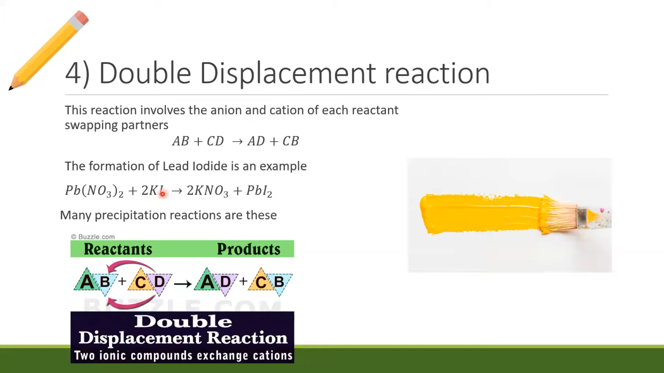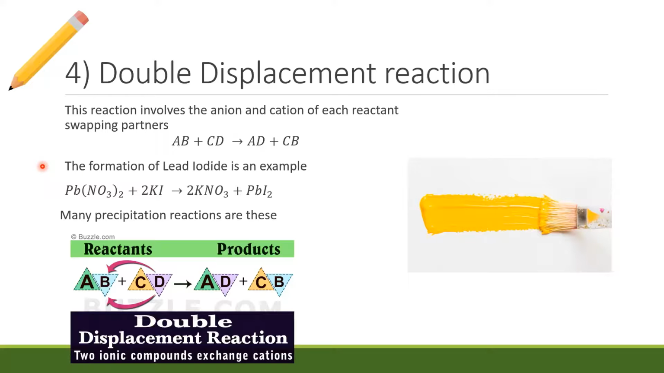So the iodine jumps from the potassium over to the lead. That's why you can see it's initially attached to the potassium, and then at the end it's attached to the lead. They've swapped partners. So double displacement is like a swingers party.